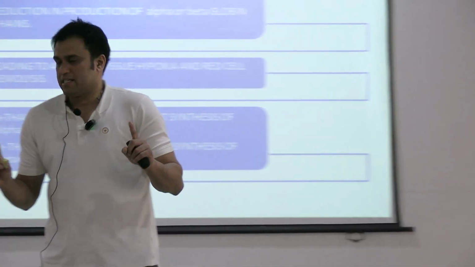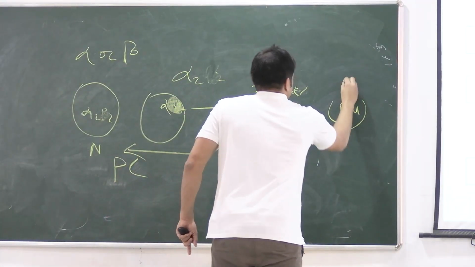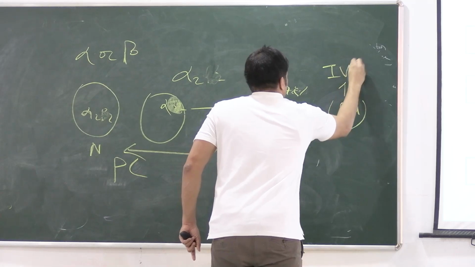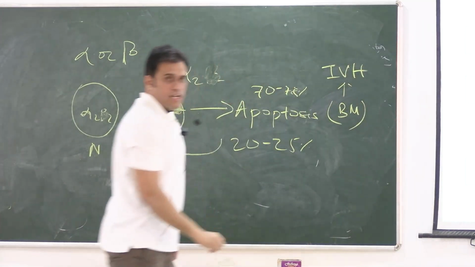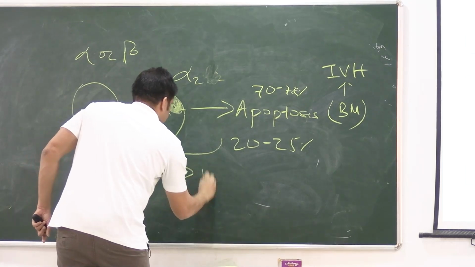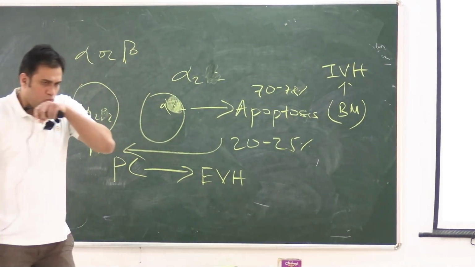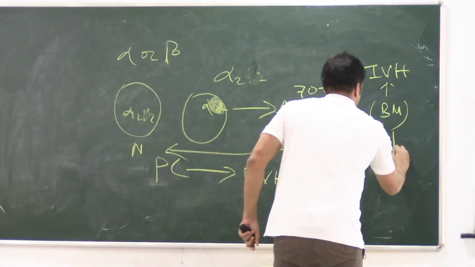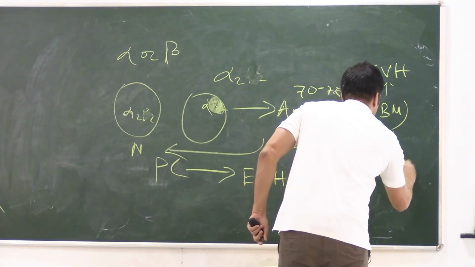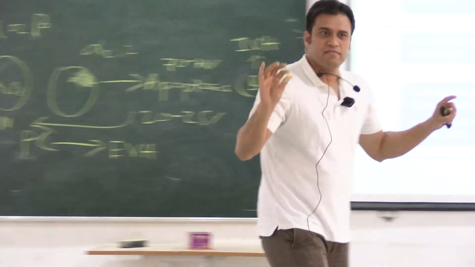Okay, I'm coming to that. This is the reason why you have intravascular hemolysis when it happens in the bone marrow. When it happens in the peripheral blood, this is extravascular hemolysis. So ultimately, this gives rise to what is known as ineffective erythropoiesis. So this is thalassemia basically.